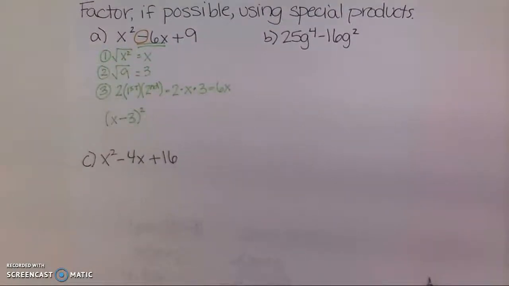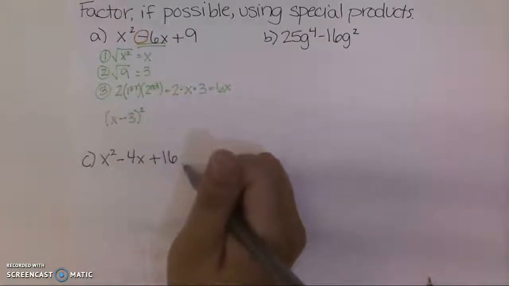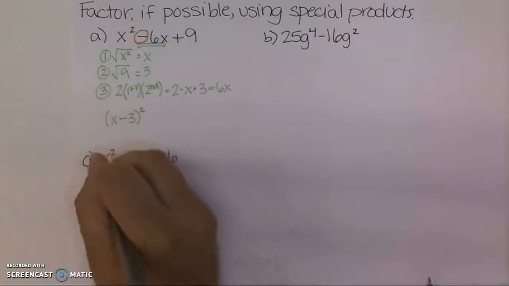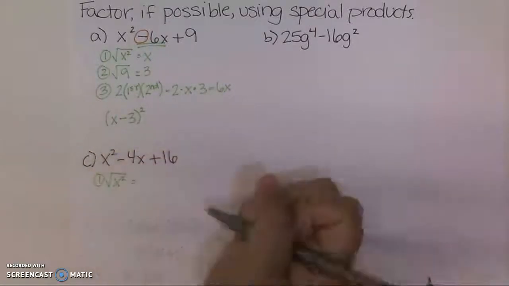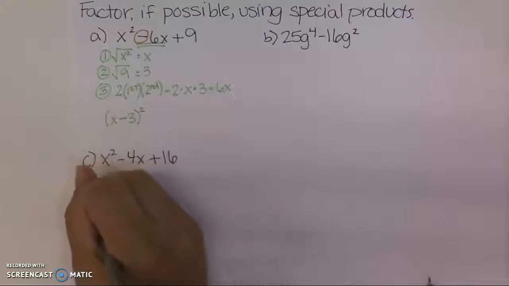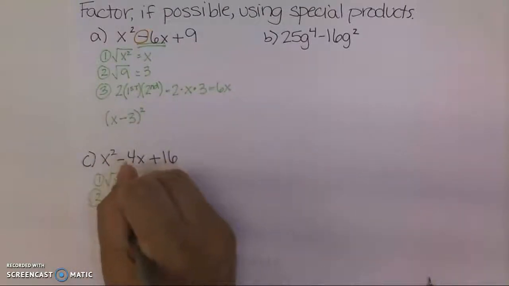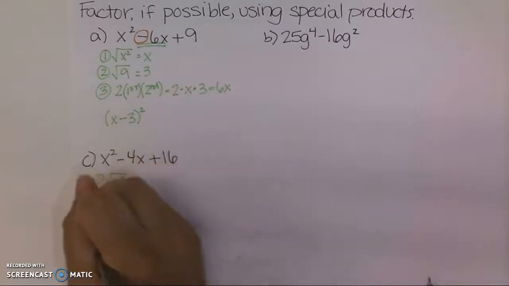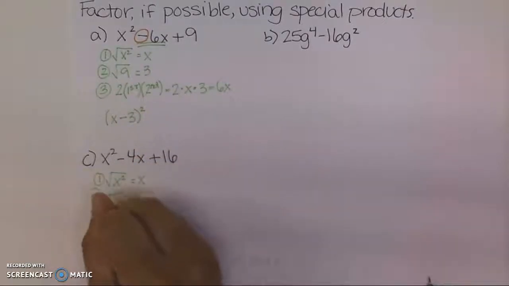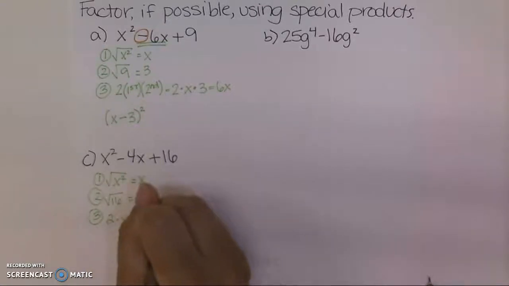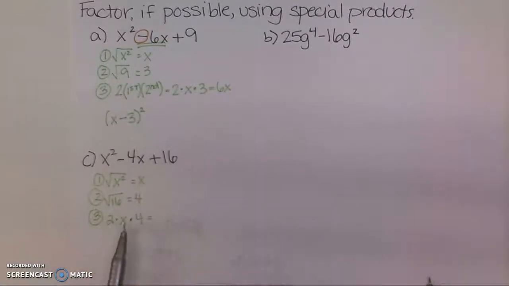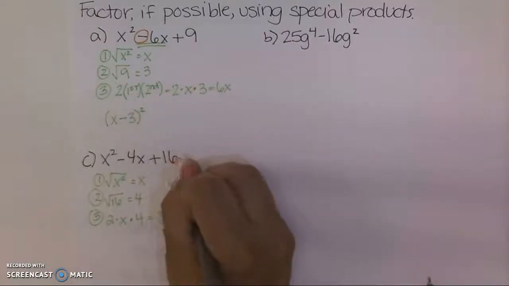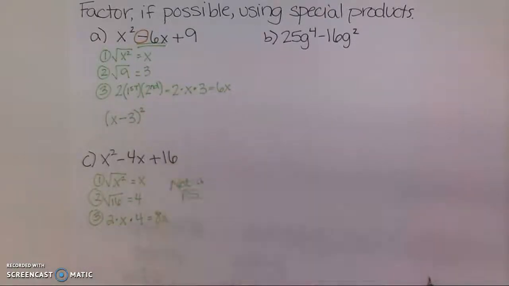Let's skip down and look at C here. So C is a trinomial, so it could potentially be a perfect square. So can I take the square root of x squared? Sure can. It's x. Can I take the square root of 16? Sure can. It's 4. So now we need to check to see if 2 times the first times the second is our linear term. So 2 times the first, x, times the second, 4, is 8x. So is this a perfect square? Not a perfect square, because 8x and 4x are not the same.